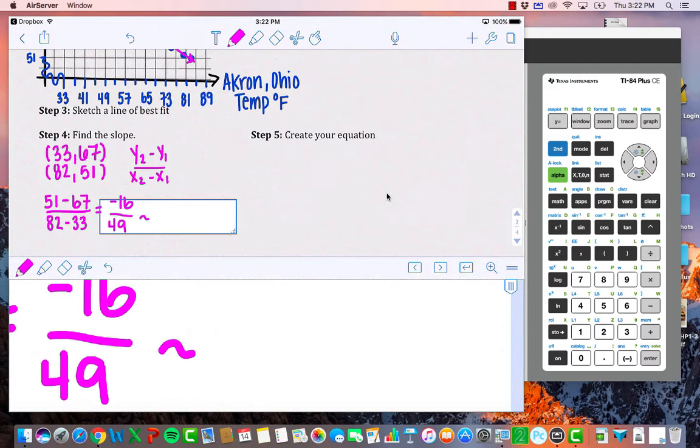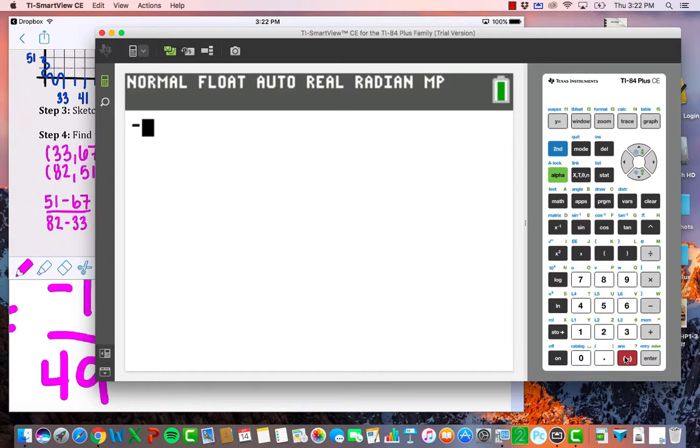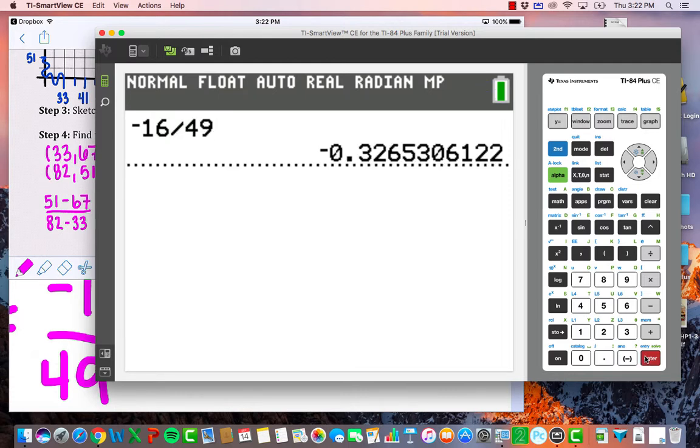which thankfully I got my handy dandy on-screen graphing calculator to do that. Negative 16 divided by 49 is about negative 0.3, we'll do to the thousandths, 0.327.